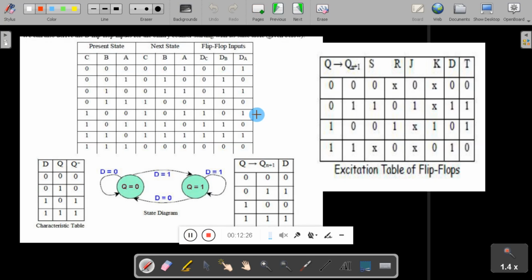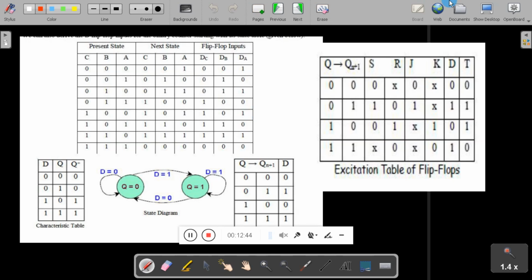Now students will design a mod 8 counter by using D flip-flops. We know D flip-flop is a data flip-flop, so whatever the input is, that same value will be present at the output during either the positive edge of the clock or the negative edge of the clock. A D flip-flop has only one input, that is the data input.